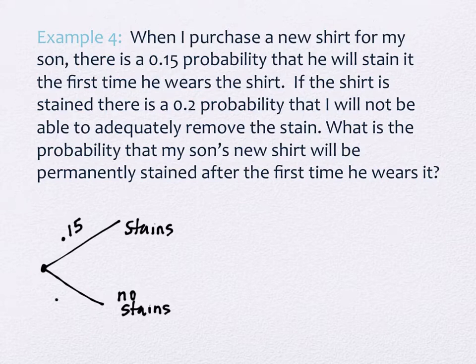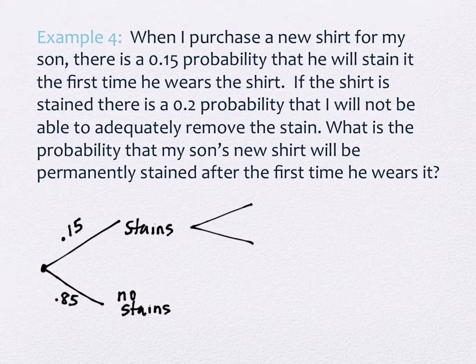Yeah, 0.85. So I also did this example because I wanted you to see one using decimals instead of fractions. The one we did last time had fractions in it. Okay, so if there's no stain, we're good to go. We put the shirt back through the laundry, it's all good. But if there is a stain, at least hopefully we stain treat it so that it doesn't come through permanently.